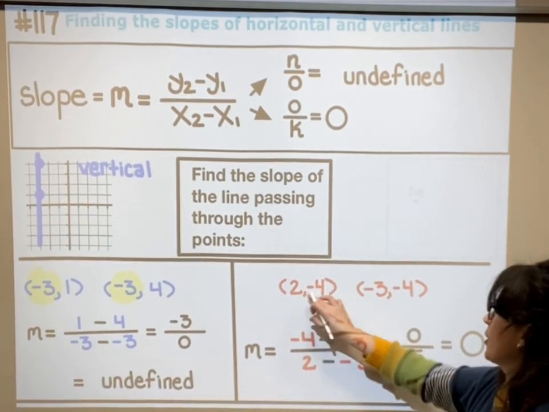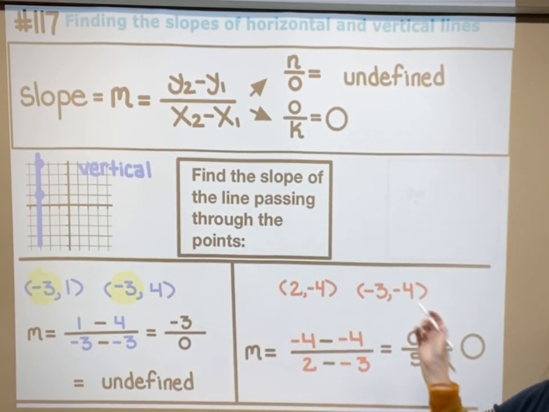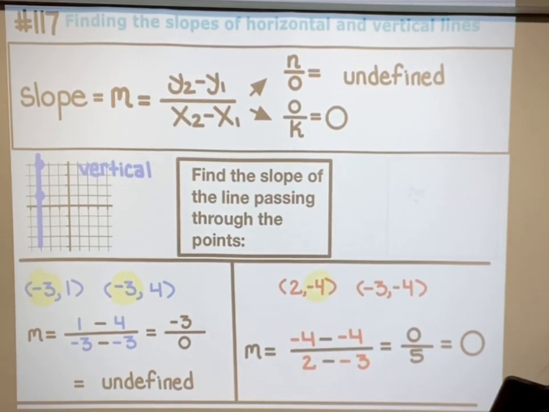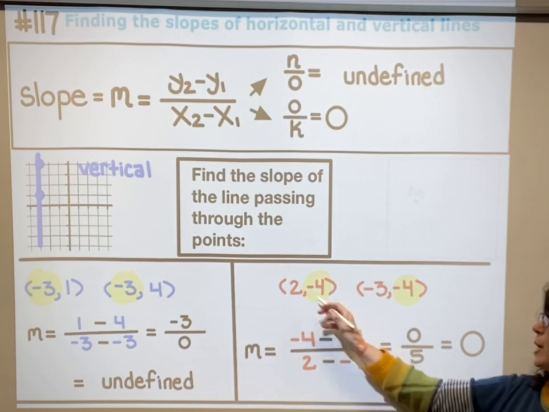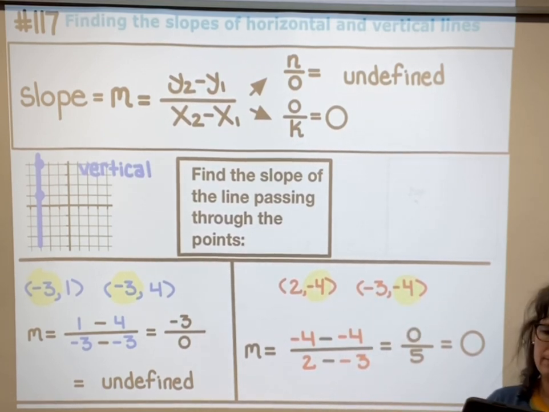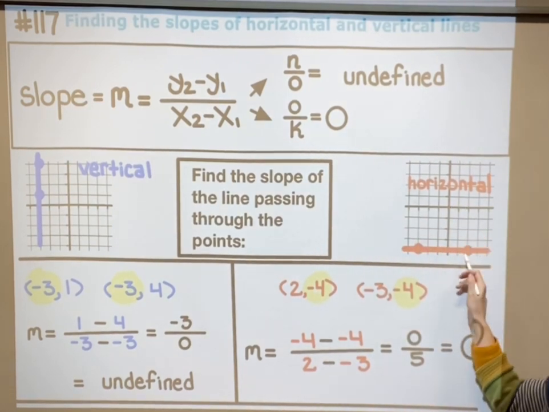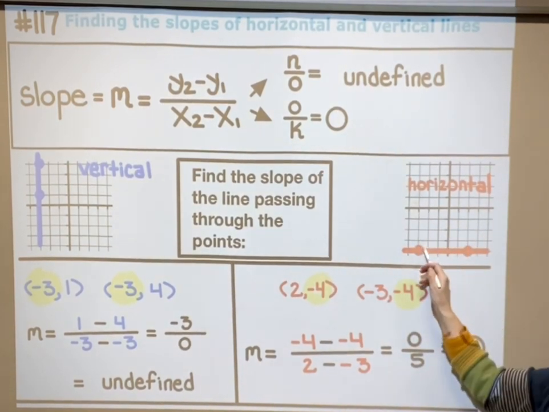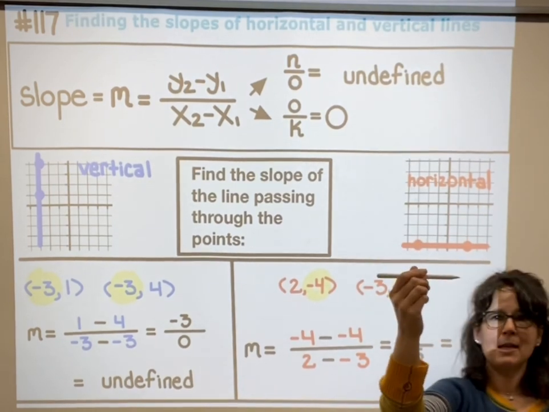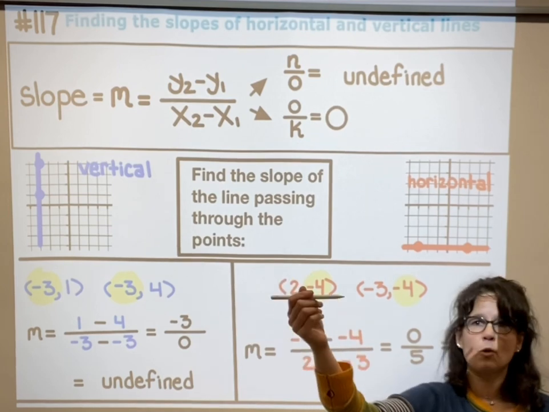Similarly, over here, if you happen to notice that the y coordinates are exactly the same, in this case both -4, instead of using the formula, I might just make a sketch. So I go right 2 down 4 and left 3 down 4. If I connect them, notice my line is straight across, and for lines that are straight across, the slope is 0.